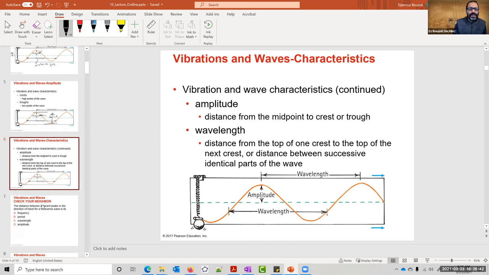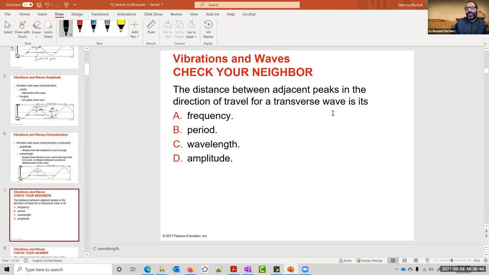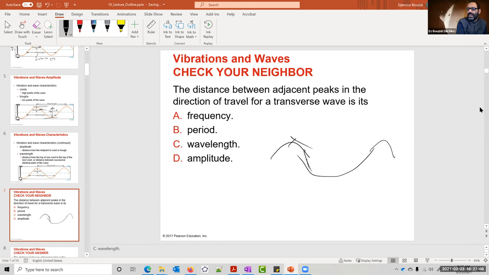So again, we talked about that. The distance between adjacent peaks in the direction of travel is, of course, a distance. It cannot be frequency, it cannot be period, it cannot be amplitude. It is actually the wavelength. That is the only distance between adjacent peaks. So there is a peak here, and there is another peak here. So somewhere there was a minimum in here. So this distance is what we're talking about, and that is exactly what wavelength is.